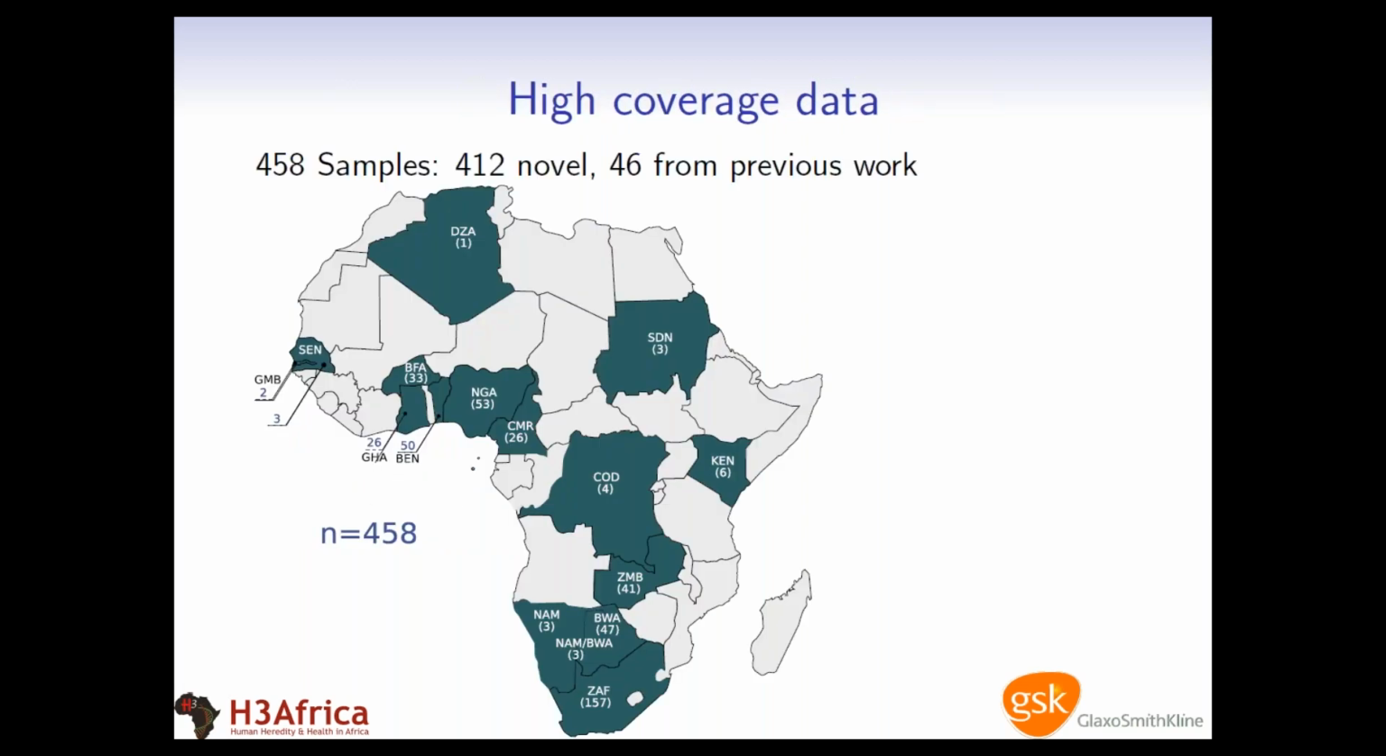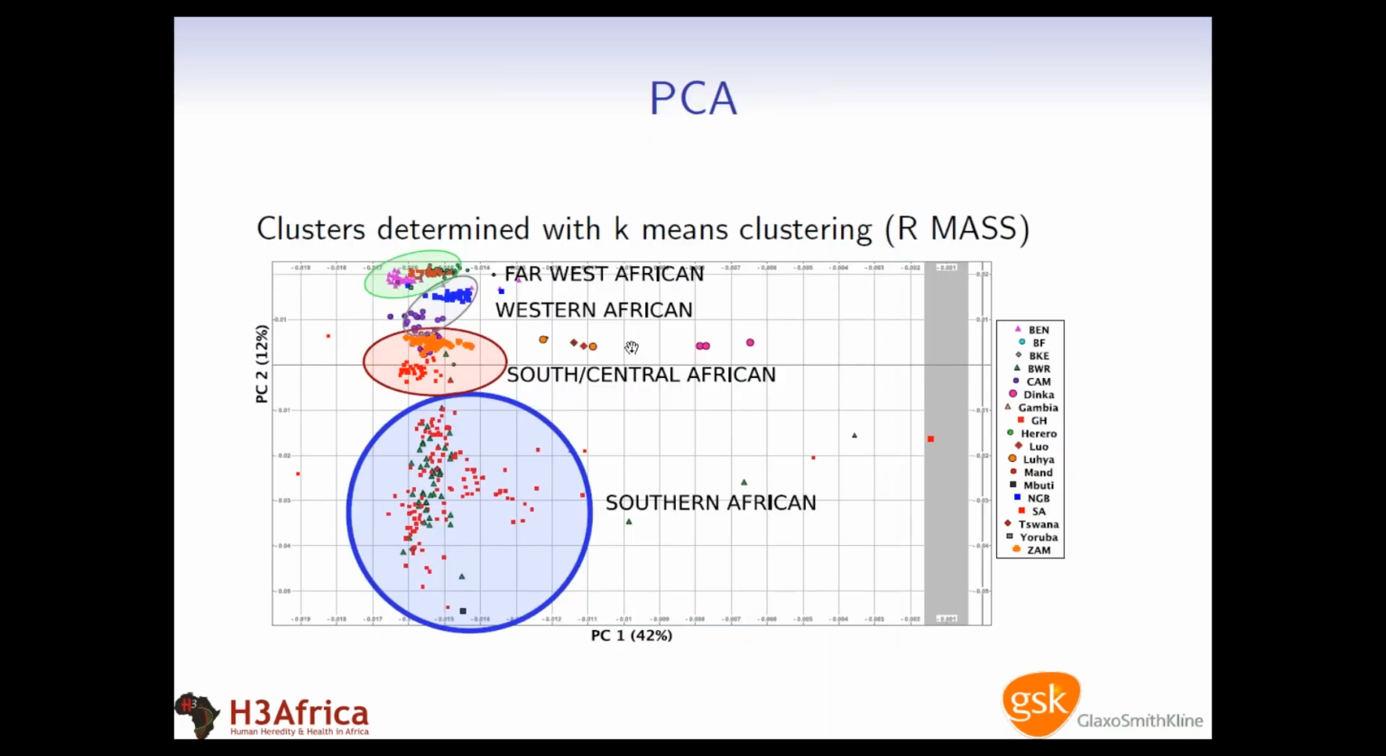So just a summary of which data we used. We have a large collection of high coverage whole genome sequencing data. This was provided by H3A collaborators. In total, 458 samples were brought together. 412 of these were novel. They have not been studied in this way before, and 46 were provided from previous work. We have really good numbers down south in Southern Africa, and a nice cluster in Western Africa, with a few sparse numbers from the other datasets which we could bring in.